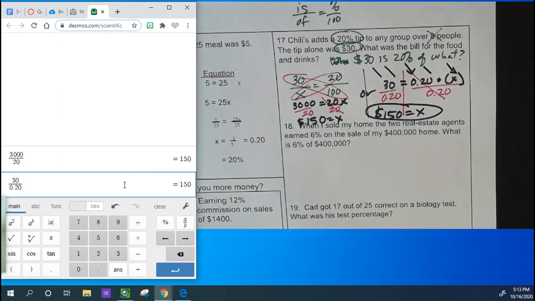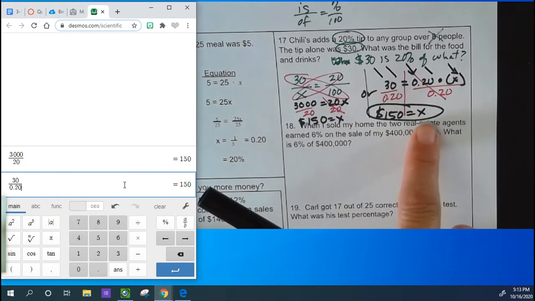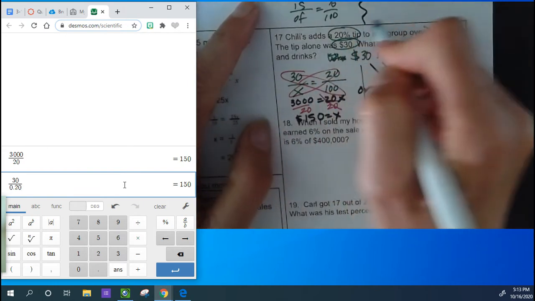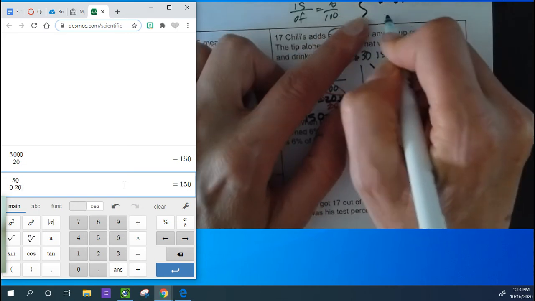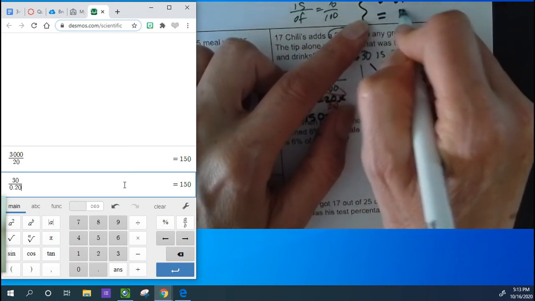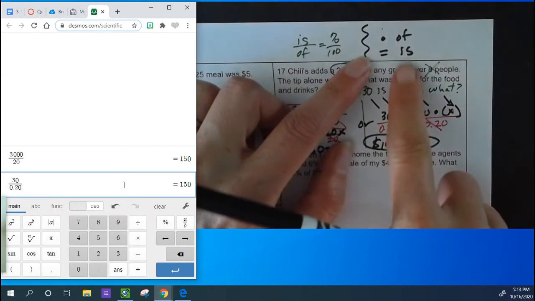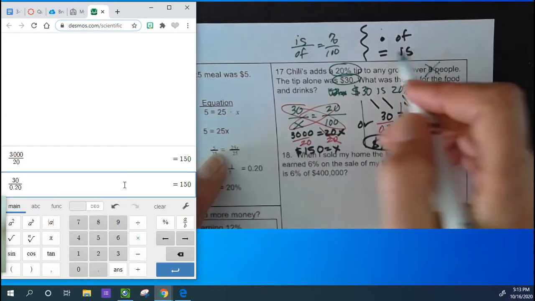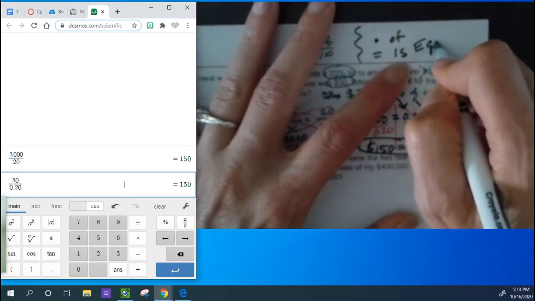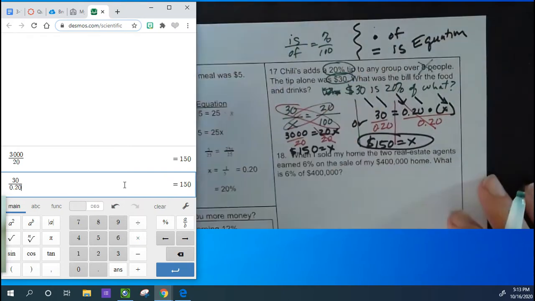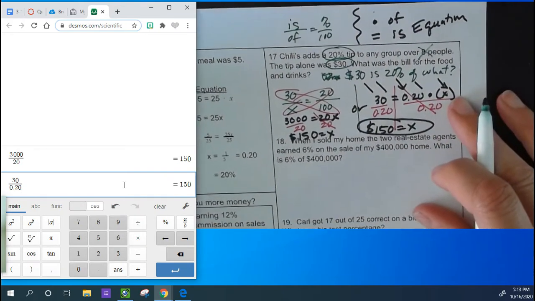So each problem can be done either way. At some point you're going to just skip over my video of showing it the way that you don't like. This is the proportion method. This is the equation method. When you're looking at the equation method, we need to remember that of is multiply and is is the equal. Remember this when you're using the equation method. Remember this when you're using the proportion method. So just skip over on the video to whatever part you want.